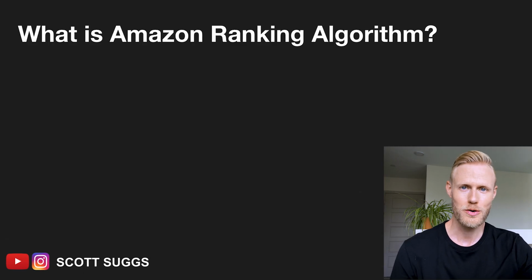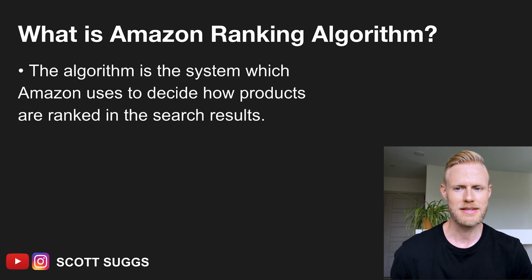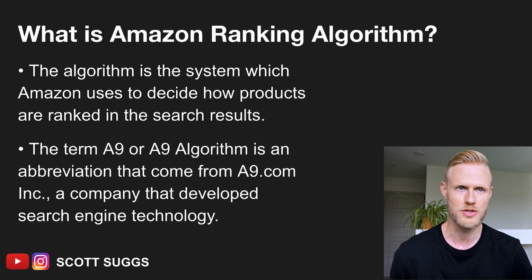So the first thing we need to go over is, what is Amazon's ranking algorithm? The algorithm is, simply put, a system which Amazon uses to decide how products are ranked in the search results. When talking about Amazon's search engine, you often hear the term A9 or A9 algorithm. This abbreviation actually stands for A9.com, which was a company owned by Amazon that developed search engine and search advertising technology.